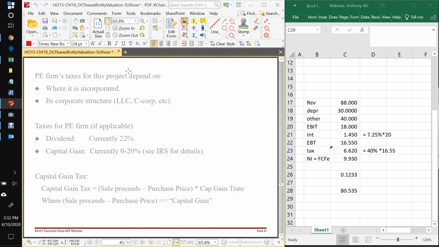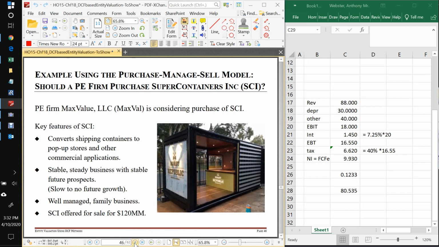Okay, and you can learn more about the taxes that Max Value will have to pay on that gray page, but you don't have to. So let's do an example now using the purchase, manage, sell model. Let's ask the eternal question: should a private equity firm purchase Super Containers Inc., which we'll call SCI for short? So Max Value is back in action again here, and now they're looking at another firm, which is Super Containers Inc., or SCI. So what does SCI do?